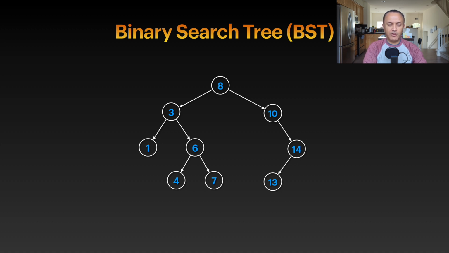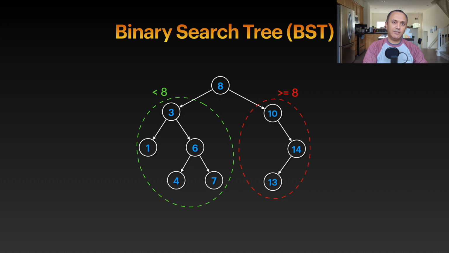So we have this tree here. If we look at the root node that has value 8, we'll see that everything on the left subtree is less than 8. Everything on the right subtree has to be greater than or equal to 8. And the same thing applies if you look at any other node and its left and its right. How does that help us? How can we use this as an index, right?